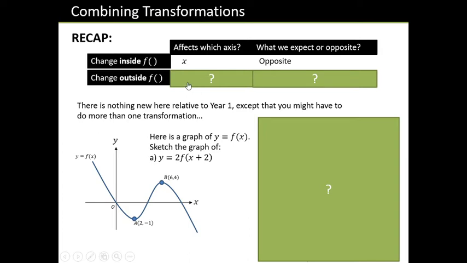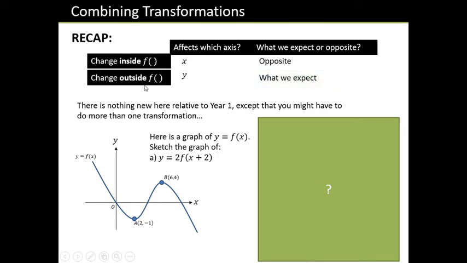When it's outside the function, that thankfully is not quite the case, and it's more likely to be what we expect. So when we're changing the outside, we're affecting the y coordinates, and that is what we expect. So when we add 1 to a function, we move it up by 1 in the y direction. So again, this is nothing new to what we've already been looking at, and it's just a recap really on what comes next.